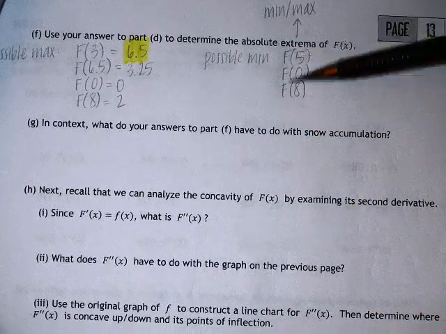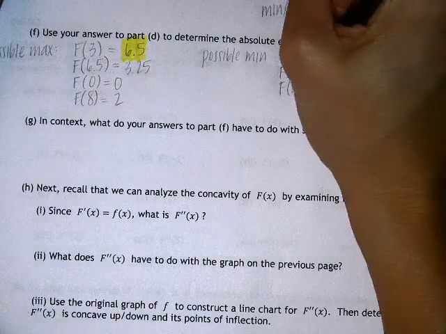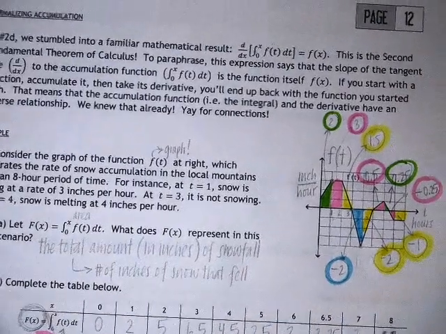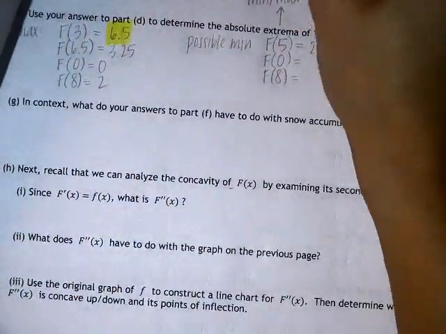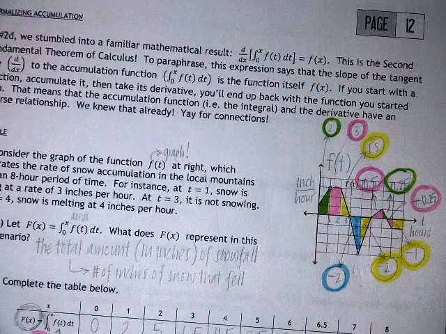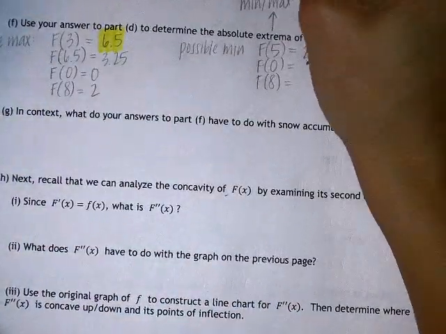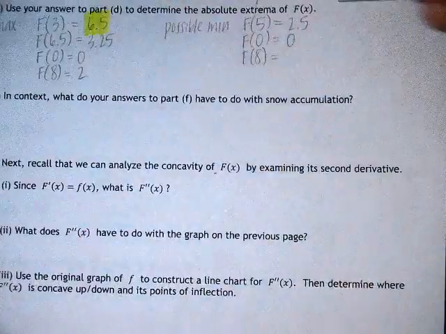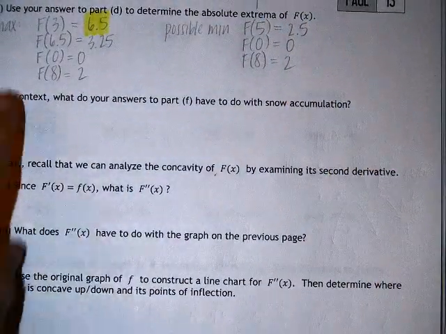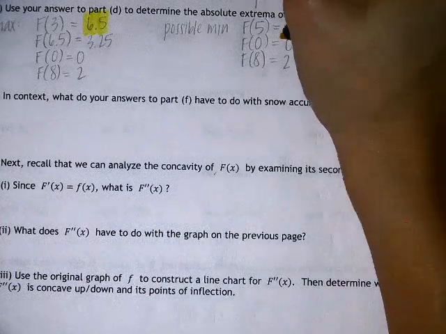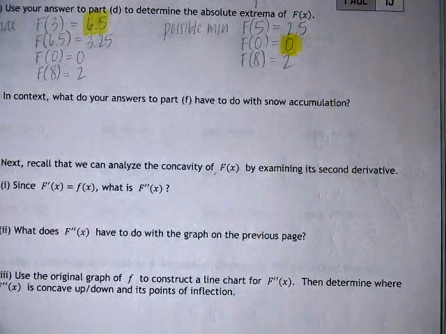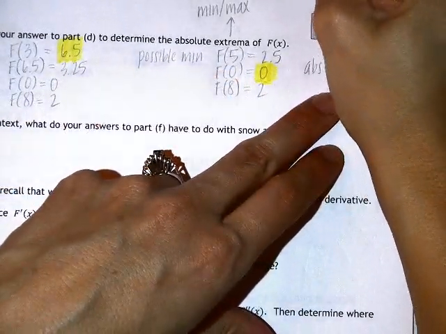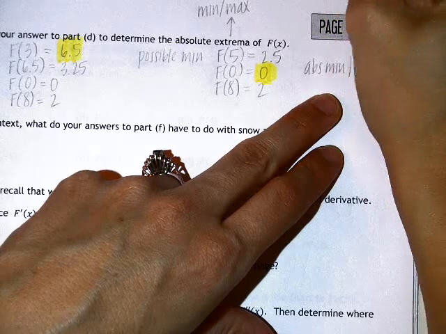Let's use the same logic and the same procedure to see if we can figure out which one is the minimum. Big F of 5, and back to my table, is 2.5. Big F of 0 is 0. And big F of 8 is 2. So of those values, I'm looking for a minimum value. The smallest possible one must be 0. So the absolute min that we found is going to be 0.